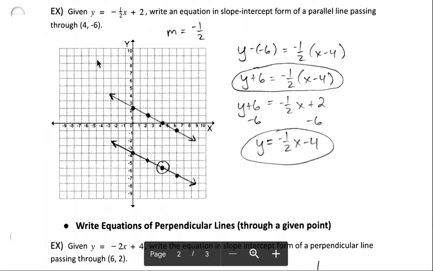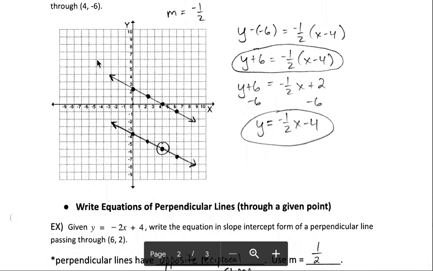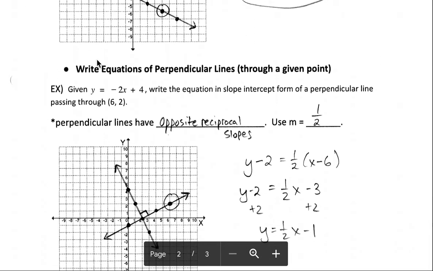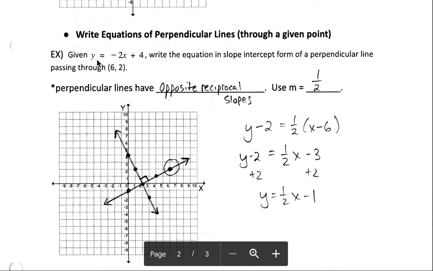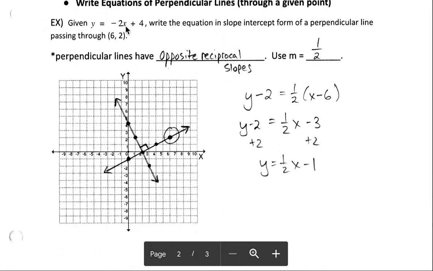All right, so that's writing equations of lines that are parallel through a given point. Last, let's write equations of perpendicular lines through a given point. Exact same steps, we just have a different relationship with our slopes. So starting with a given equation, y equals negative 2x plus 4, we're going to write an equation of a line that's perpendicular to that, passing through 6, 2.